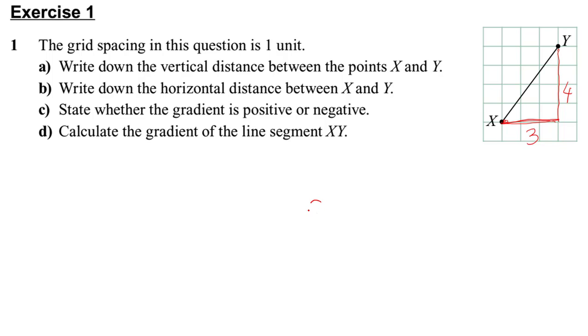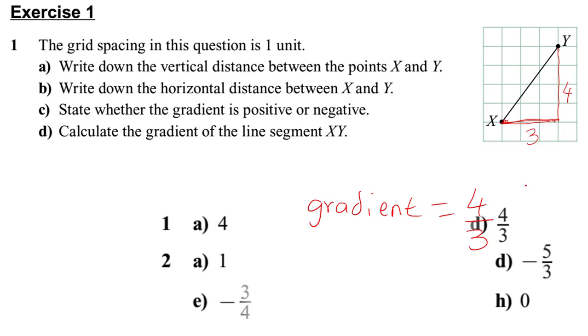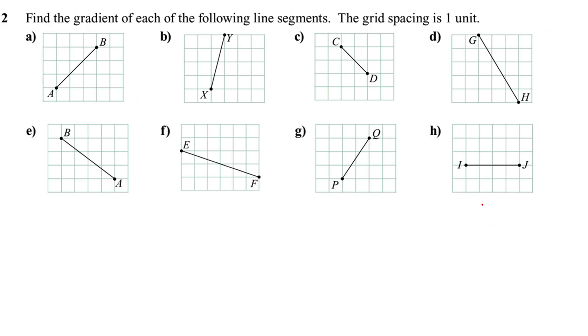So the gradient here is going to be the number of steps you make on the y-axis, which is 4, divided by the number of steps you make on the x-axis. The gradient is 4/3, and it's positive because the line is rising. Okay. And what I want you to do now is pause the video and try question 2, please.